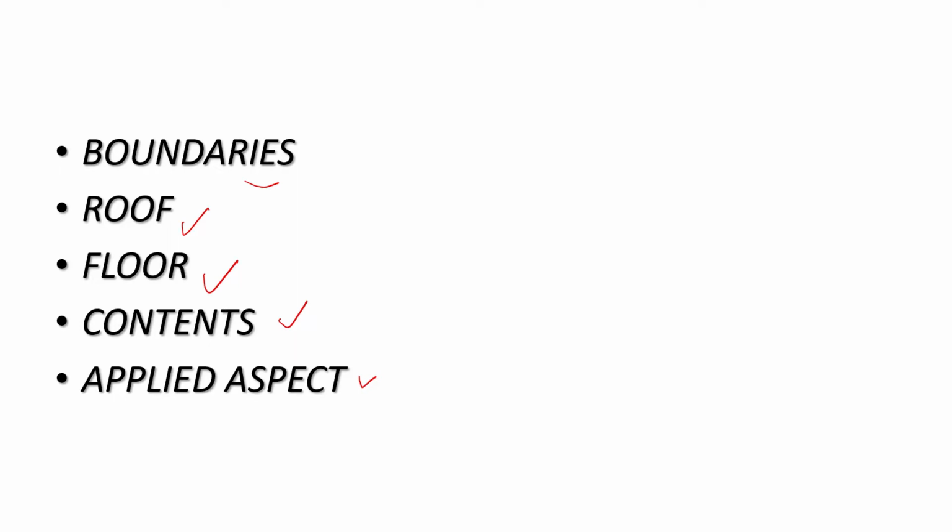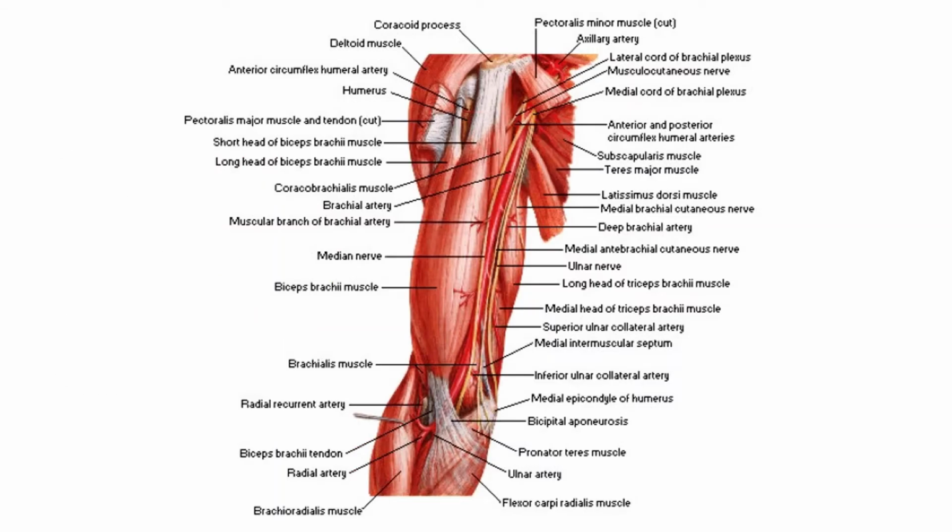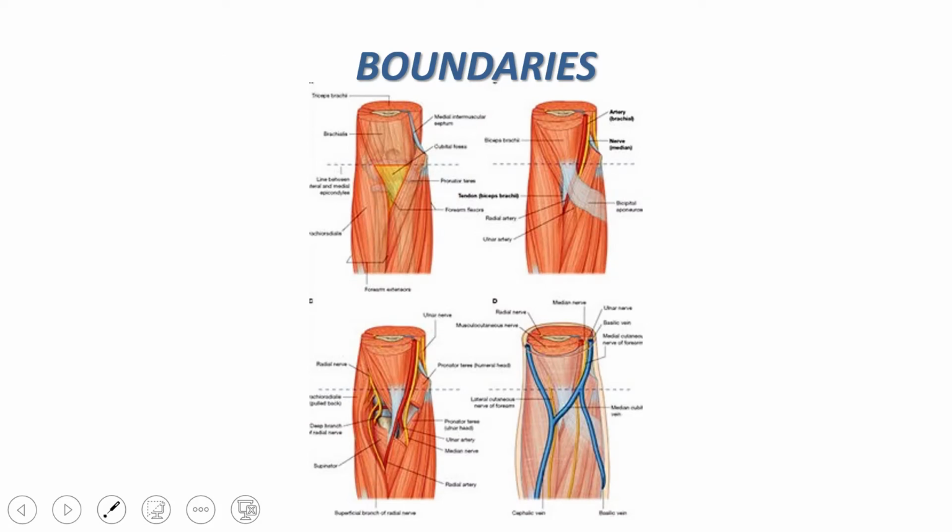Firstly, looking at the boundaries of the cubital fossa. This is the atlas view of the cubital fossa once we expose the skin and the superficial fascia. The boundaries of the cubital fossa, as I said, form a triangular space. It is formed by two sides, that is the medial and the lateral side, with the apex directed downwards and the base directed upwards.